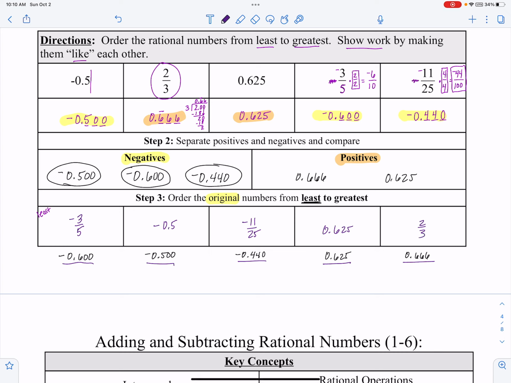Okay? So that's the process of getting those all ordered, and then from least to greatest with the original numbers.